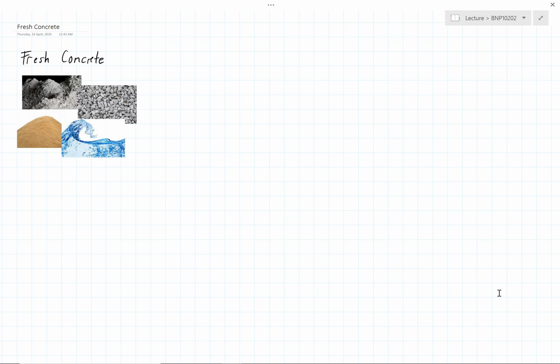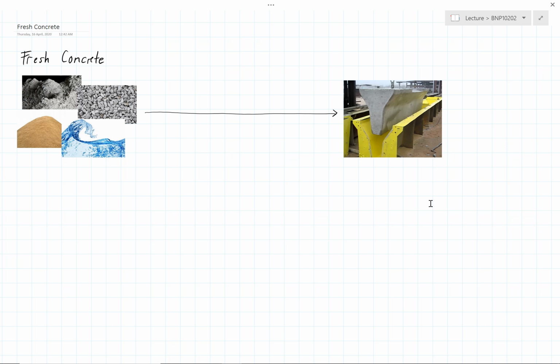Hi everyone. Today we will study about fresh concrete. As its name says, fresh concrete is a state after the raw materials have been mixed and before the material becomes solid and hardened concrete. So let's say over here we have the four materials of concrete. These materials will undergo a complete mixing process to form hardened concrete. So fresh concrete is the state in between these two processes.